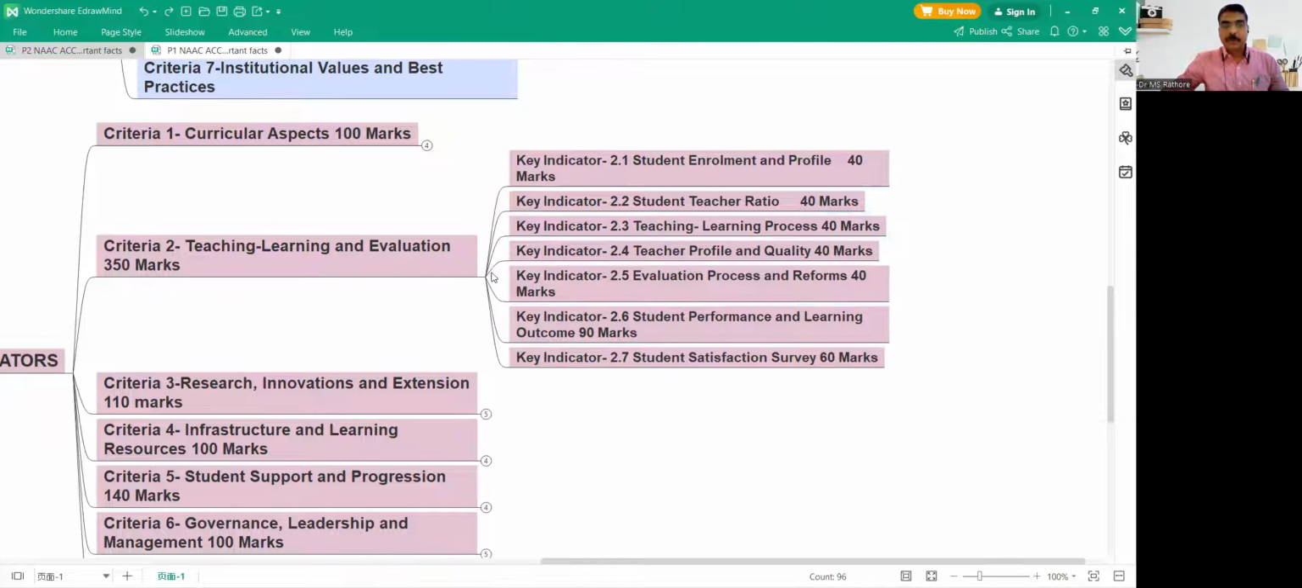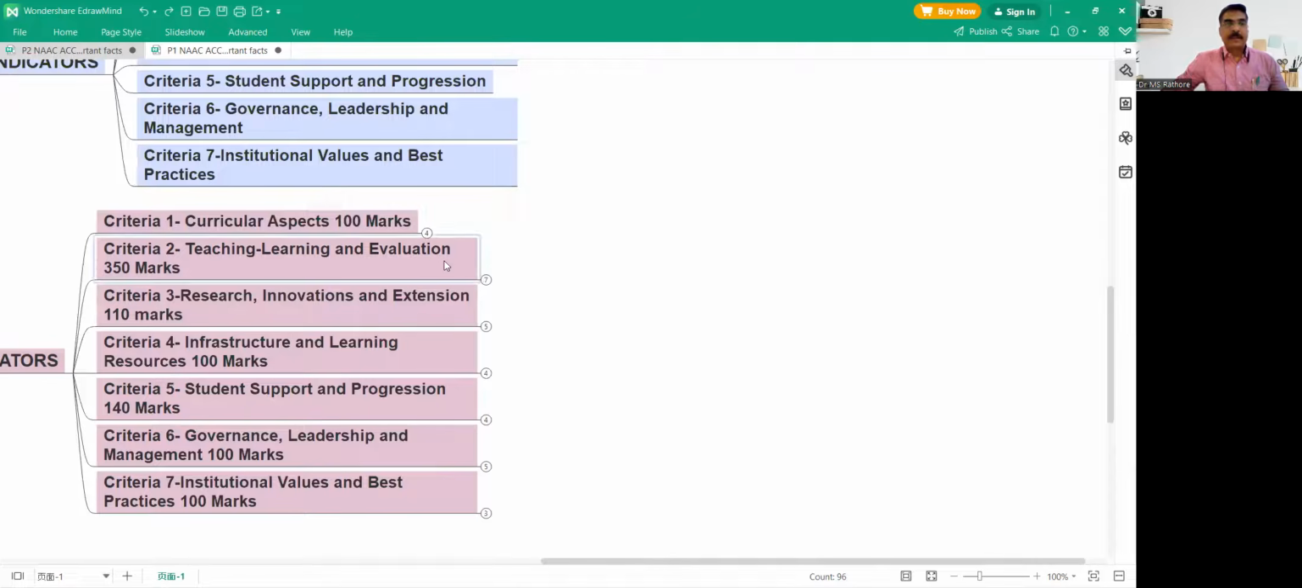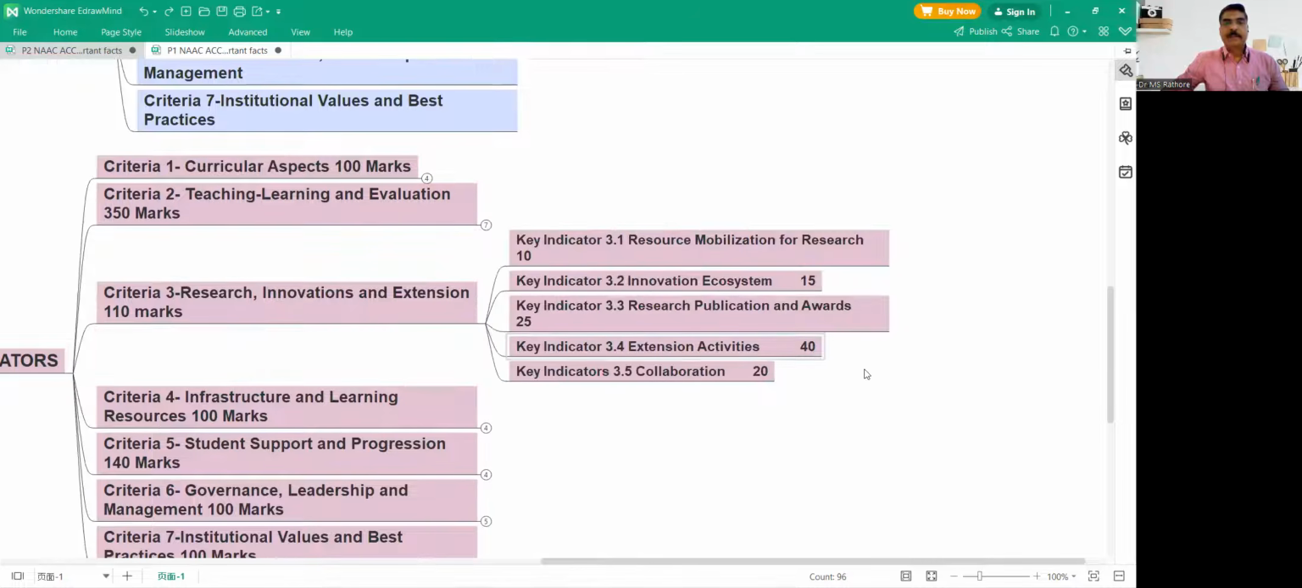So this is about the criteria 2. Now let's move to the criteria 3. In this criteria 3, there are 5 key indicators. The key indicator 3.1 is the resource mobilization for research, comprising 10 marks. Then the innovation ecosystem, that is how the institution has provided the ecosystem to promote innovation, comprising 15 marks. Then key indicator 3.3 is concerned with the research publication and awards. It is carrying 25 marks.